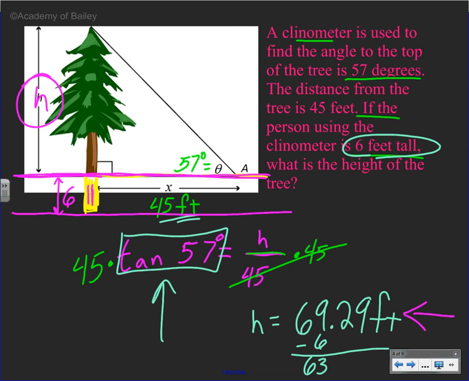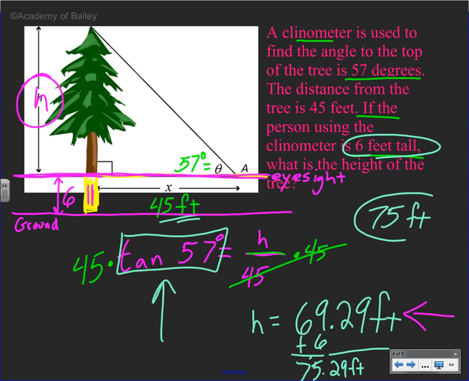So this is the ground. And this is the eyesight, the eyesight that they're looking there. So instead of minusing 6 feet, we need to add 6 feet. So that's going to be 75.29 feet. So we'll say it's approximately 75 feet tall.